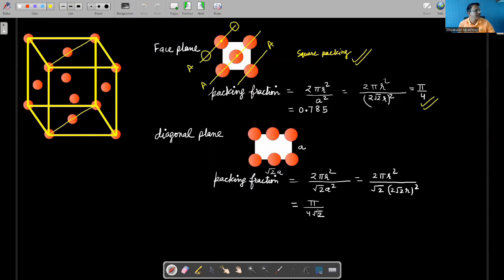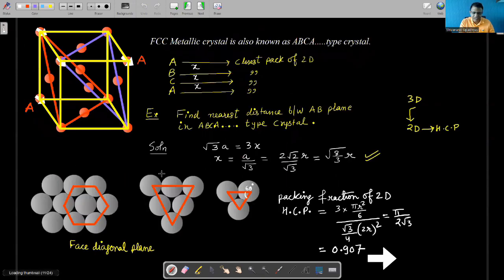Here, if we want to see the face diagonal plane, with the help of the top face, right hand side face, and this front face, this plane is formed by 3 face diagonals. That's why its name is face diagonal plane. So it is hexagonal packing in 2 dimensions, right? So the packing fraction is equal to 0.907.